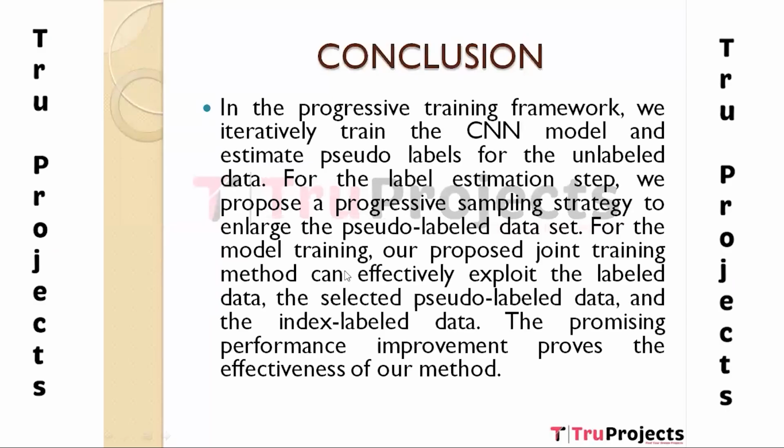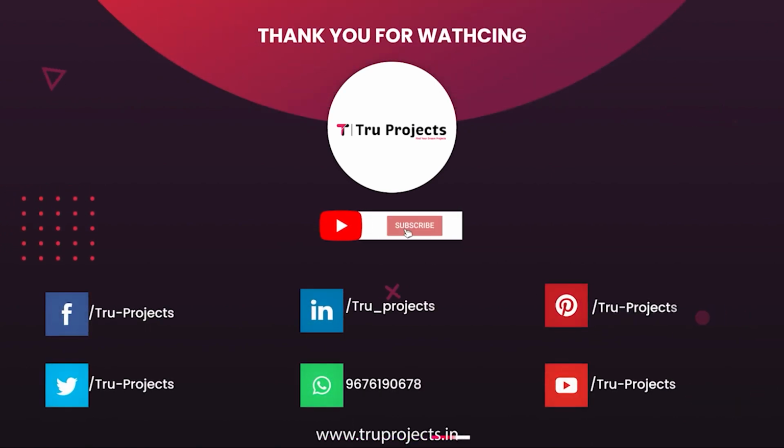So in this project we have found that by training the CNN algorithm model over iterations and also estimating pseudo labels for the unlabeled data, we have got the best accuracy score in this project in predicting the re-identification of a person.